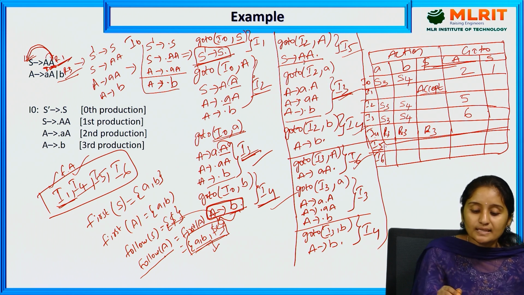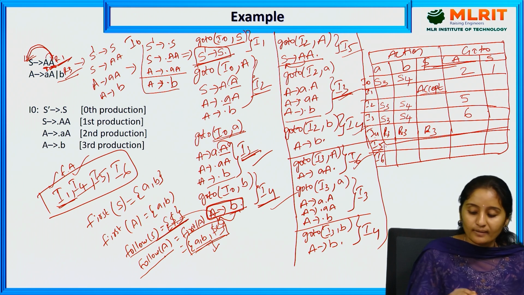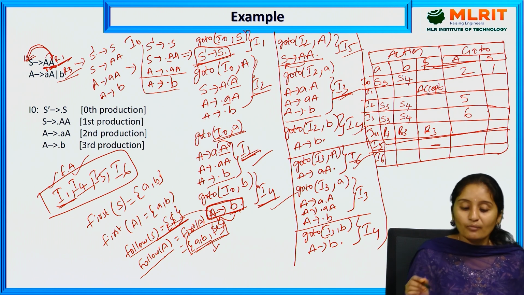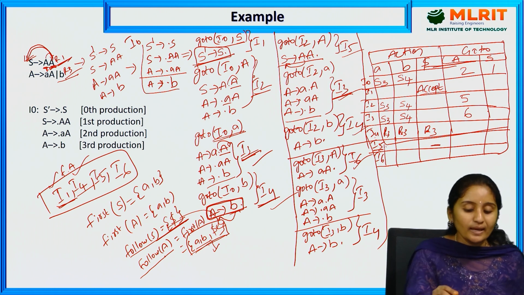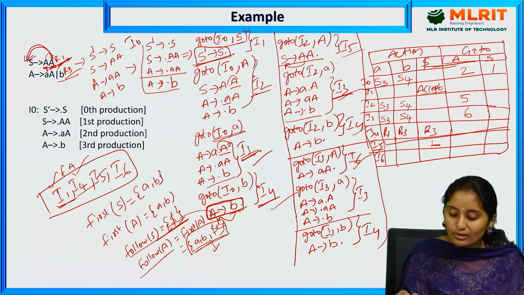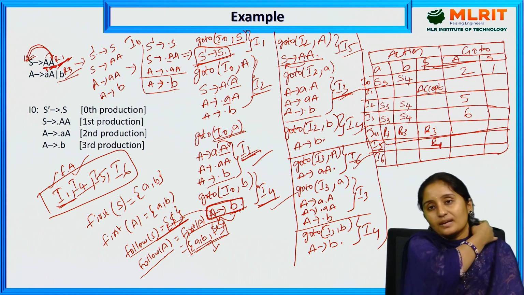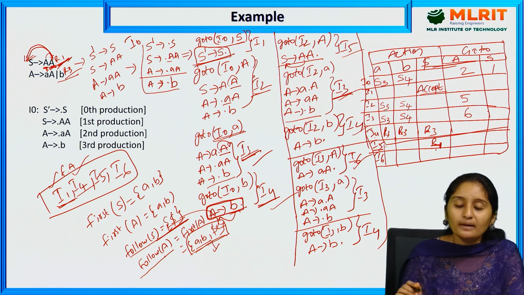What is the LHS part of this production? Yes. So what we are going to do is follow of S. What is follow of S? Dollar. In the place of dollar, what is the reduction number for I5? S tends to AA dot. It is R1. In the place of dollar, we are just writing the reduction number R1.